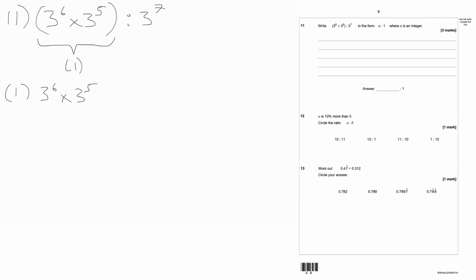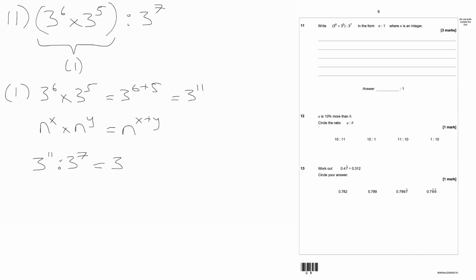And the rule here we're going to use is that a number n to the power of x times n to the power of y is equivalent to n to the power of x plus y. So using this rule, 3 to the power of 6 times 3 to the power of 5 is going to be 3 to the power of 6 plus 5, which is 3 to the 11. So we have the ratio 3 to the 11 to 3 to the 7.